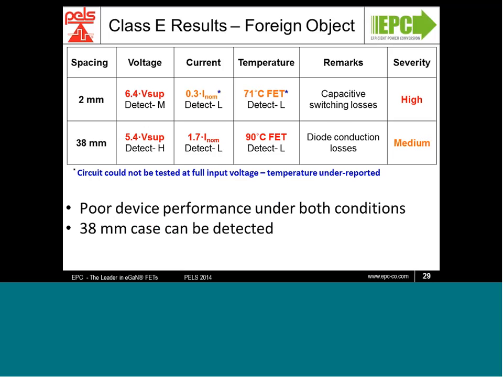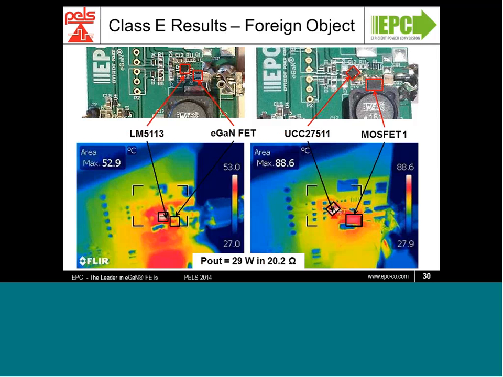Let's look at the thermal performance of the circuits operating under ideal conditions and delivering 29 watts into the load. On the left we have the GaN FET, and on the right we have the MOSFET and the corresponding gate drivers. As you can see, there's a significant difference in the temperature of the gate driver itself. And it just shows that the gate drivers for the GaN FET are not only well suited for operating at high frequencies, but they also work less hard driving the gate of the device itself.